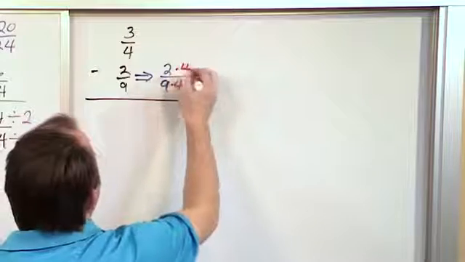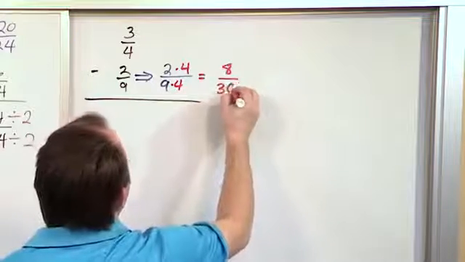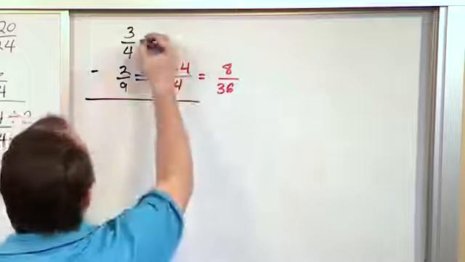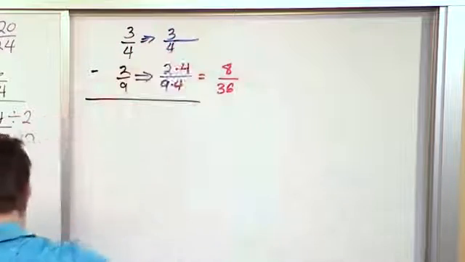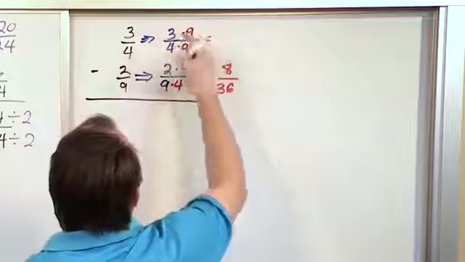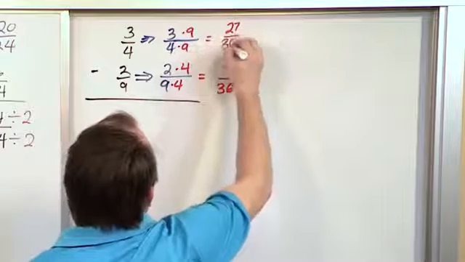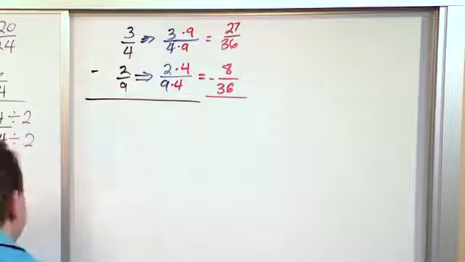Multiply by 4, multiply by 4. 2 times 4 will give me 8. 9 times 4 will give me 36. And we'll do exactly the same thing on the top. I'll have my 3/4, and I'll transform that by multiplying by 9 and by 9. 9 times 3 is 27, and the bottom is still 36. So now I have a common denominator, and I can subtract these two fractions.